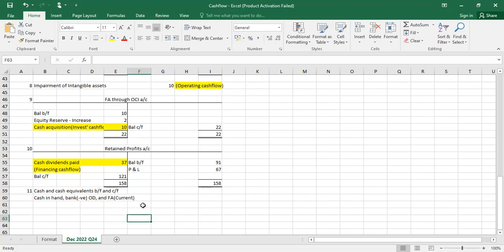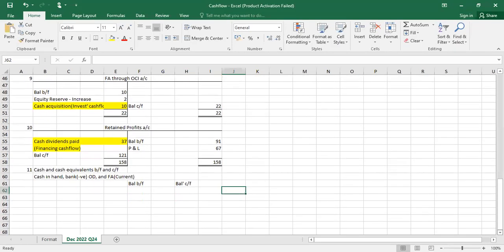So in this respect, I want to have a column for the balance brought forward, and also a column for the balance carried forward.